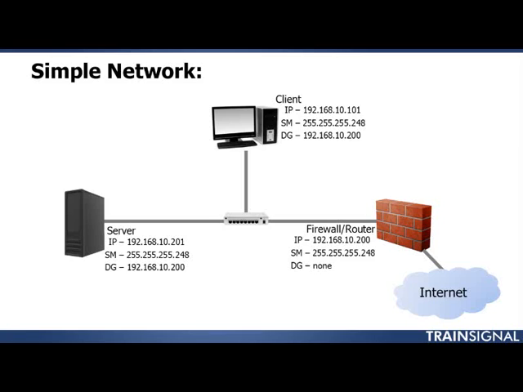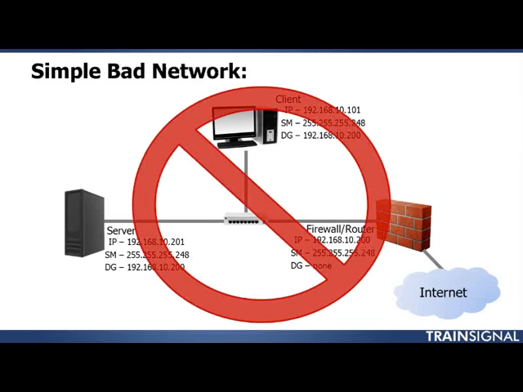But here's the problem. Look at the subnet mask. It used to be 255.255.255.0, but because I have subnetted, I've changed the subnet mask to 255.255.255.248. And guess what? By doing that, believe it or not, this is the example of a bad network. So why isn't my network working, right? If we have this network, which looks like it should be fine, why isn't it working?